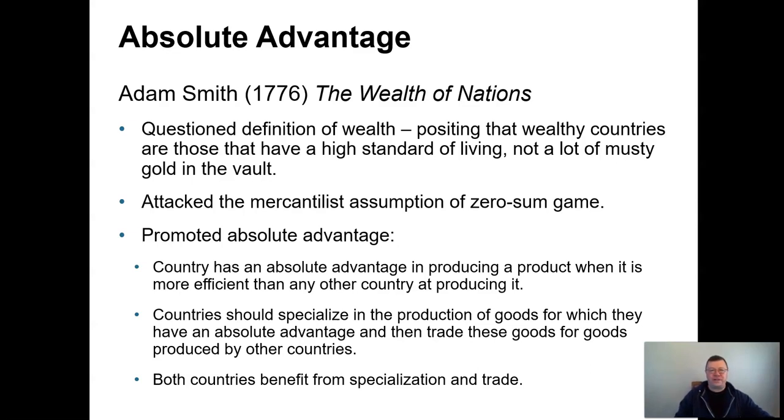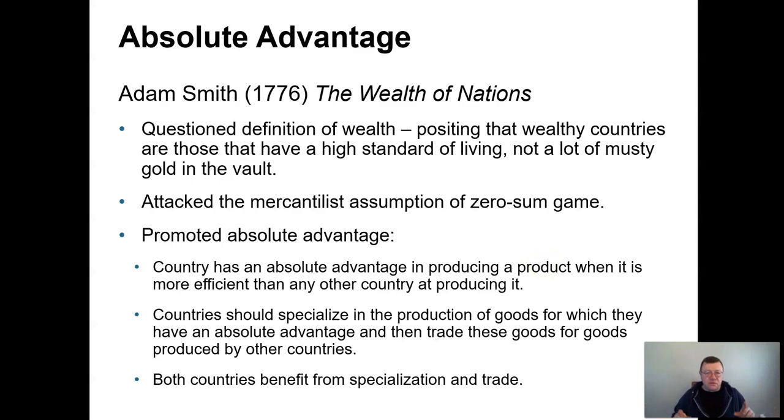You can't eat gold and silver. What can you do with gold and silver? It's not necessarily valuable in and of itself. So, this doesn't seem to make sense. And he also attacked this assumption of a zero-sum game. He said that people can trade and come out of it better off, then it's not necessarily if I win, you lose. So he presented this idea of a wealthy country, and he was writing for England at the time.